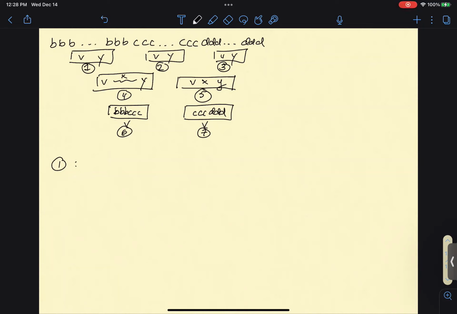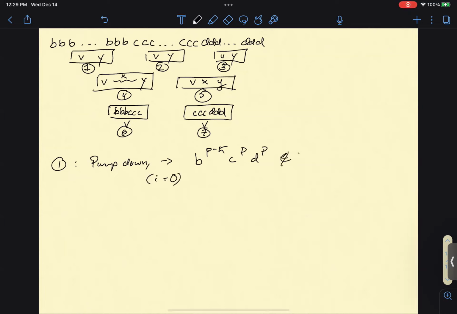Down. Very good. So you have to pump down. Why do you have to pump down? Very good, excellent. So when you pump down, this means that you get something like B^(P-K), and then C^P and then D^P, right? So this is i equal to 0.